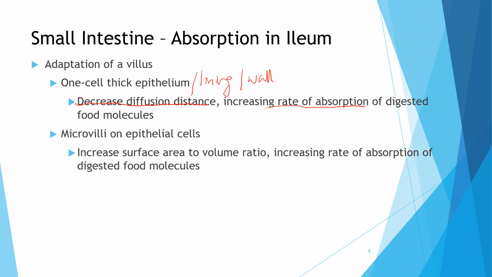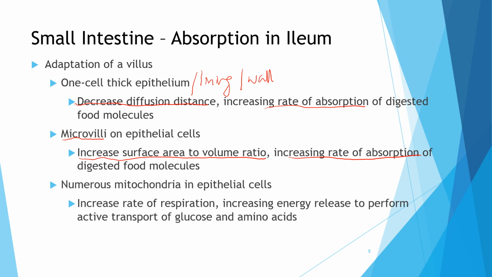All right. On the epithelial cells, you will see projections of the cell membrane known as microvilli. And so this further increases surface area to volume ratio, and therefore overall it will make the rate of absorption even faster. Okay. In the epithelial cells, they have a lot of mitochondria, just like root hair cells, adaptation. And the high number of mitochondria represents more energy being released from respiration, so that the absorption of glucose and amino acids can be done by active transport.